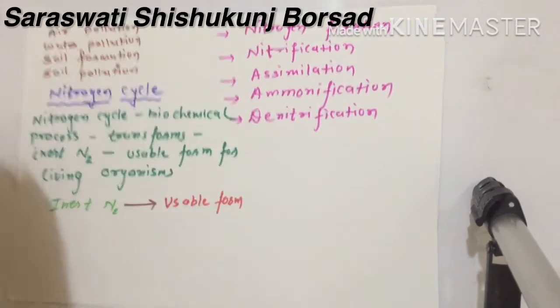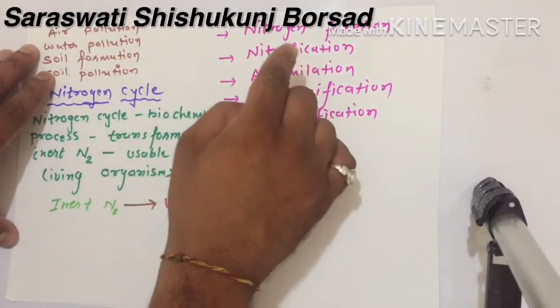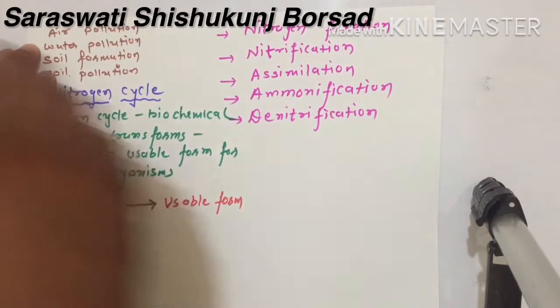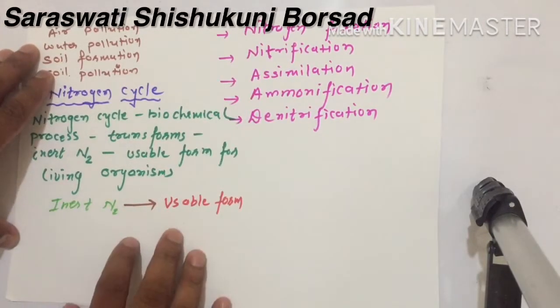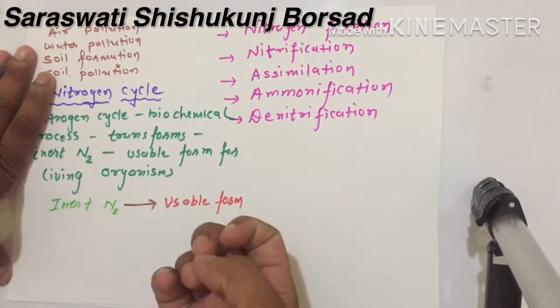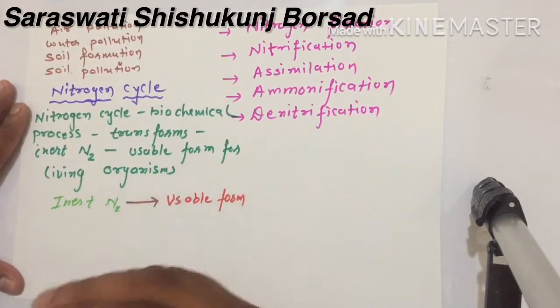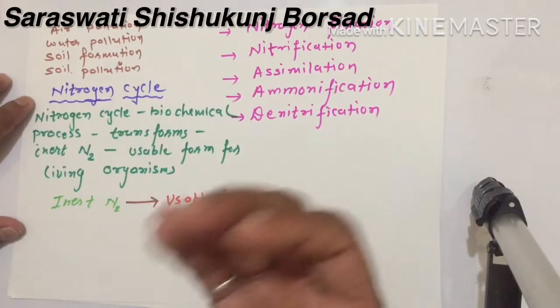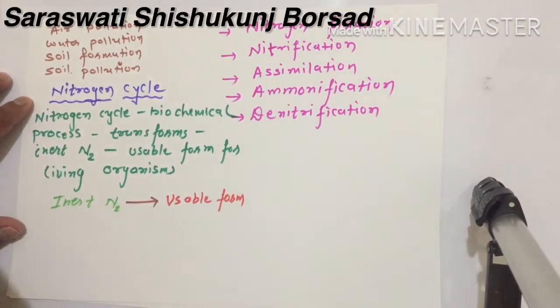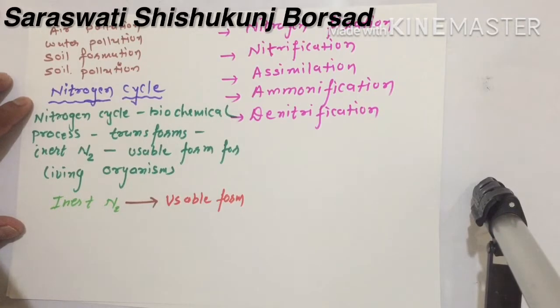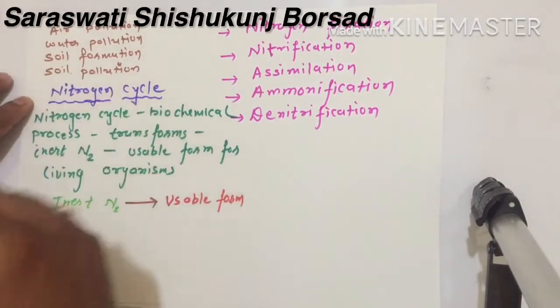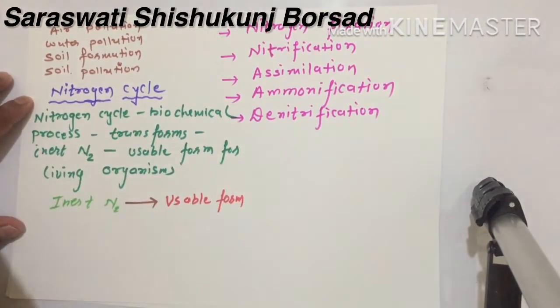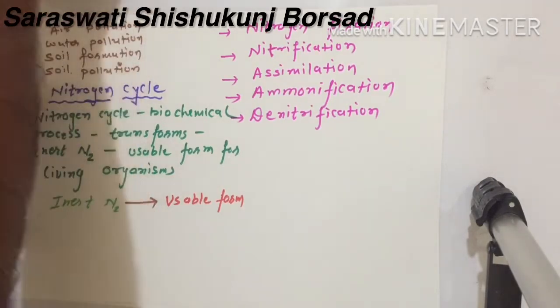Okay, so let's start with nitrogen fixation. First of all, what is nitrogen fixation? See, nitrogen fixation is a process in which nitrogen is added into the atmosphere in different ways. So let's try to understand. First of all, the atmospheric nitrogen which is inert is converted into a usable form, right? It will be converted into ammonia.